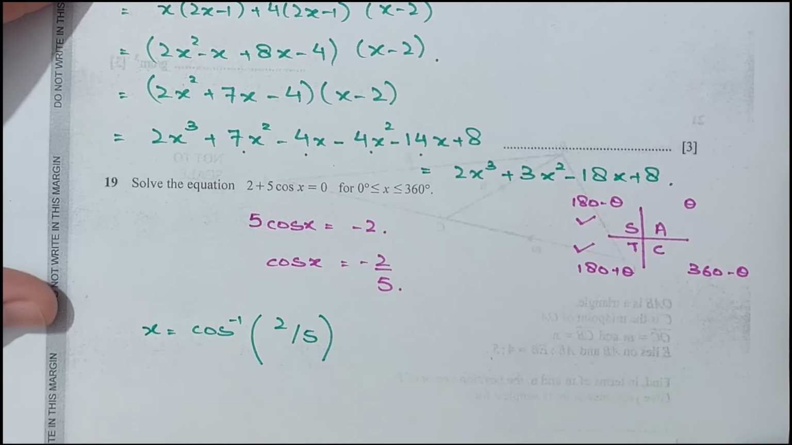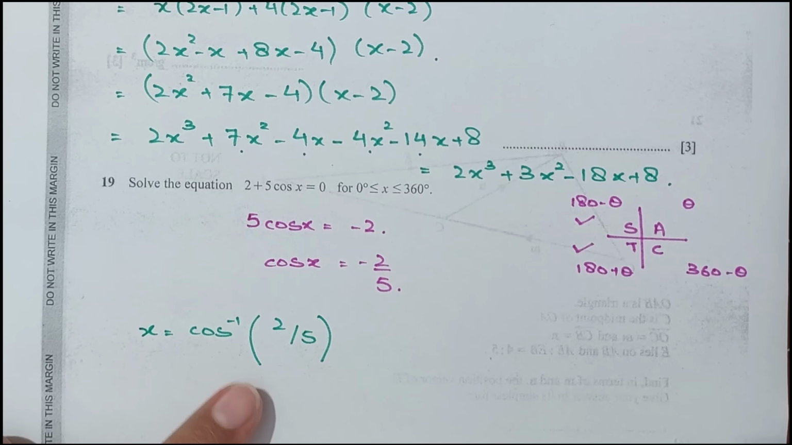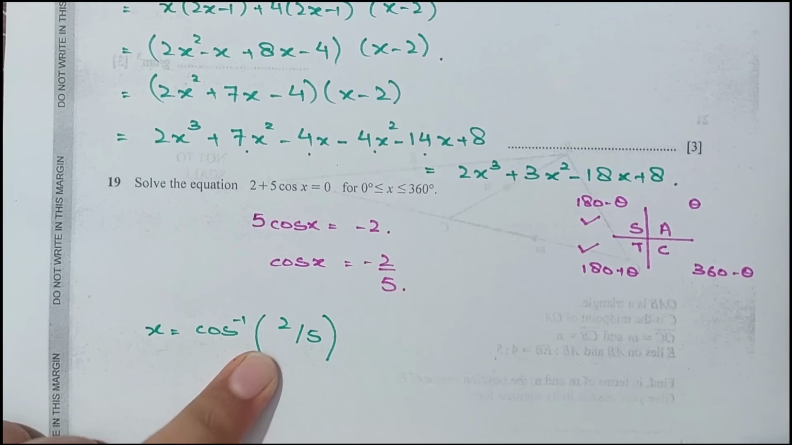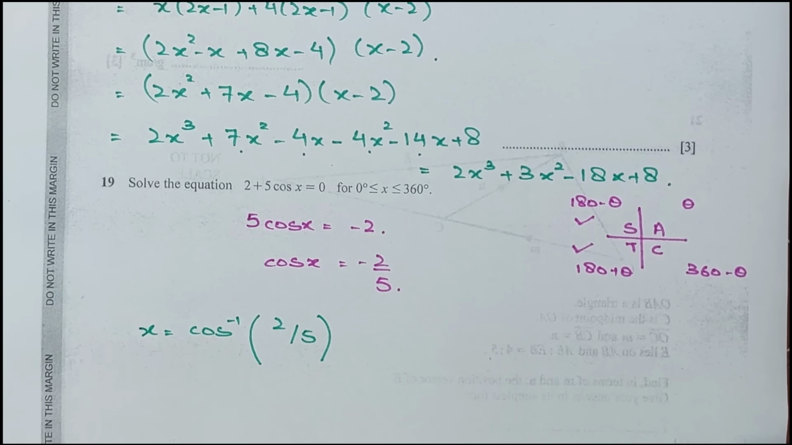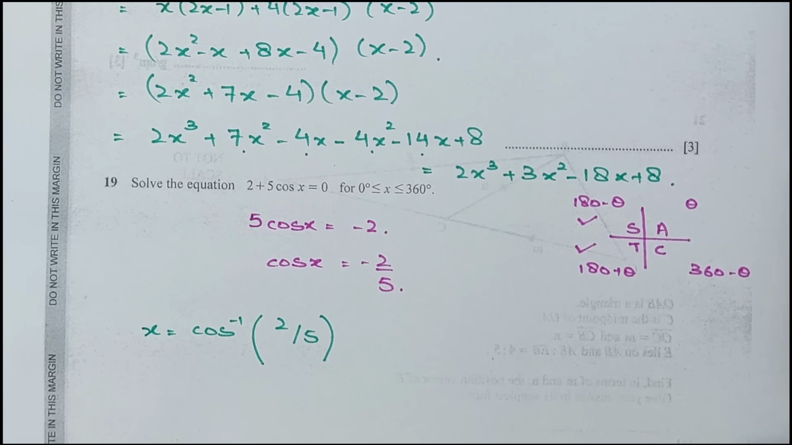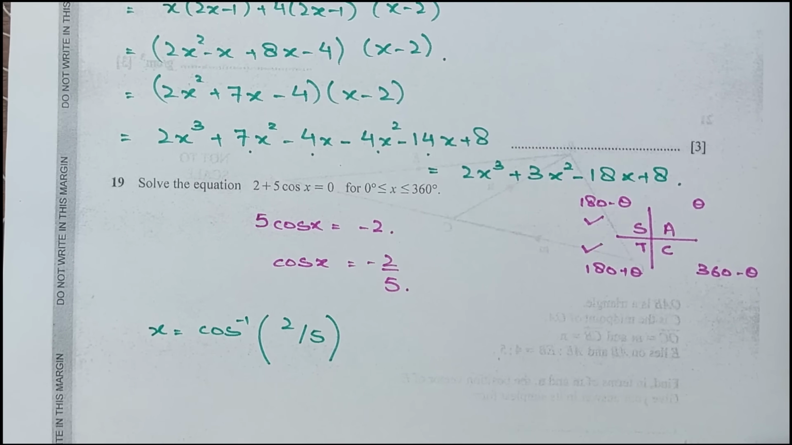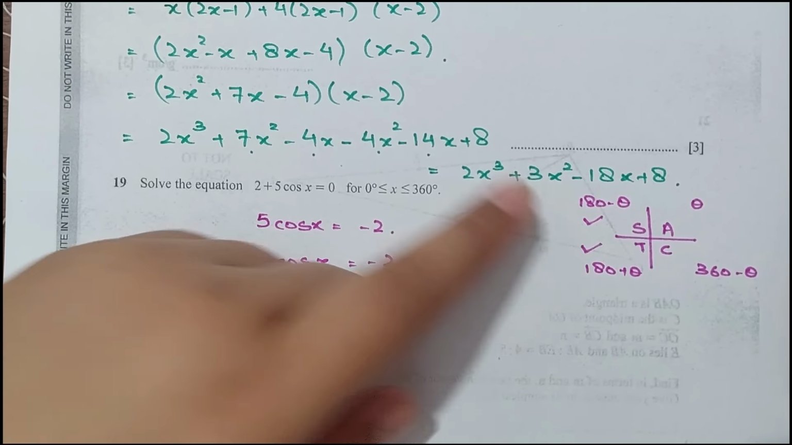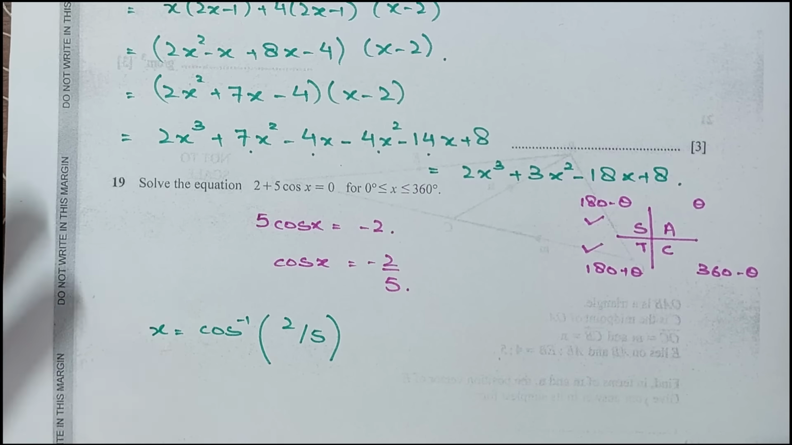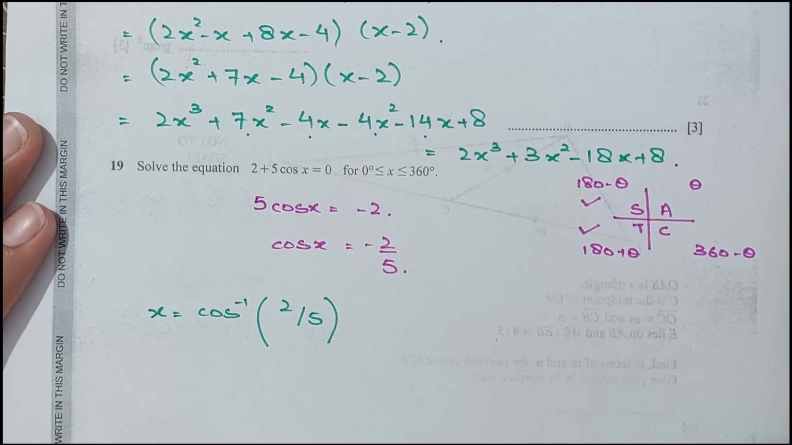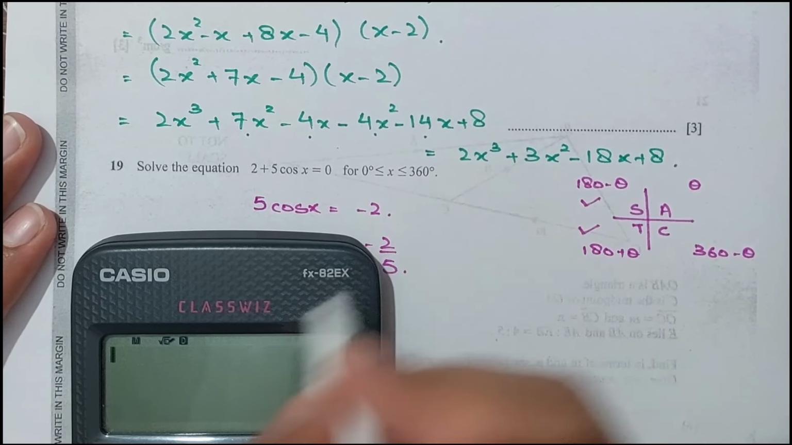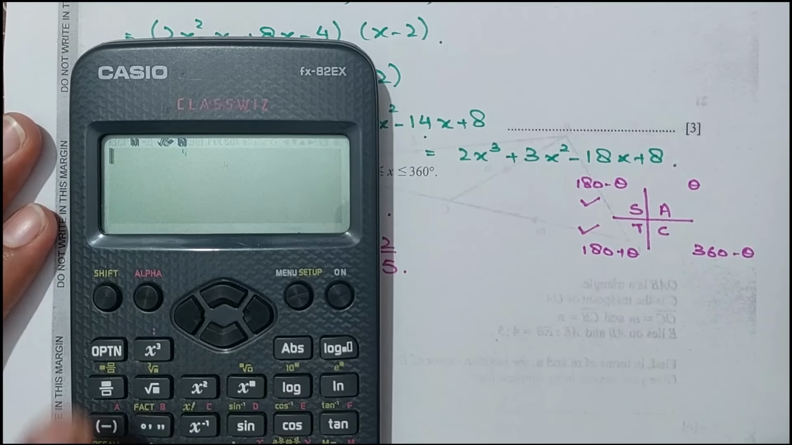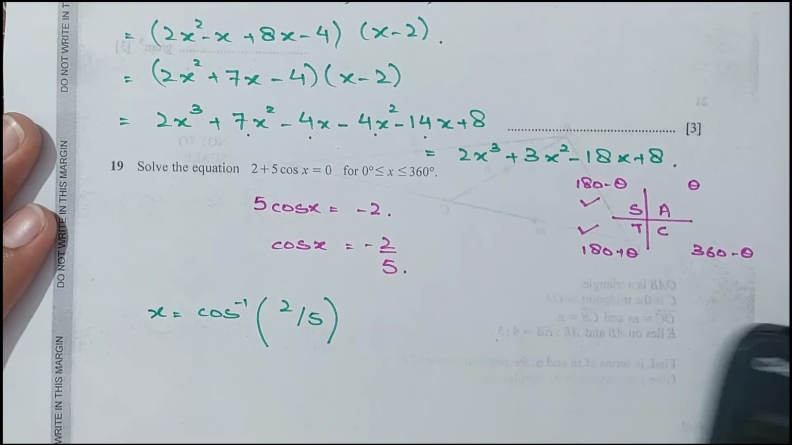Most of the students complain in the comment section why I'm doing positive 2 by 5 when it is negative 2 by 5. So whenever you have a negative value of some angle, you have to solve it by positive, and then you have to check in which quadrant that trigonometric ratio is negative and simplify that further. The domain is in degrees. Your calculator must be in degrees, right? So cos inverse 2 by 5 in terms of degrees is 66.42.